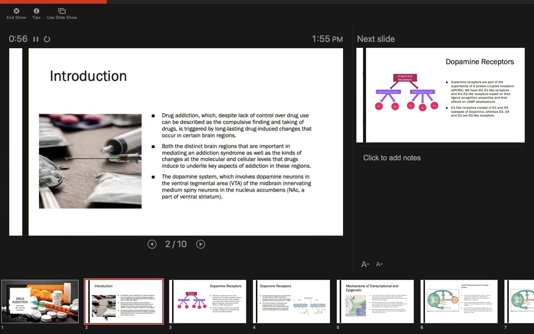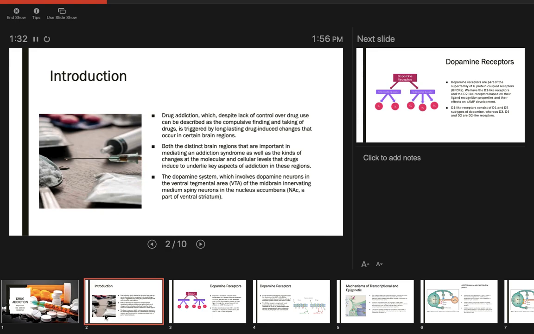Introduction. Drug addiction, which despite lack of control over drug use can be described as a compulsive seeking and taking of drugs, is triggered by long-lasting drug-induced changes that occur in certain brain regions. Both the distinct brain regions that are important in mediating an addiction syndrome, as well as the kinds of change at the molecular and cellular level that drugs induce, underlie key aspects of addiction in this region.